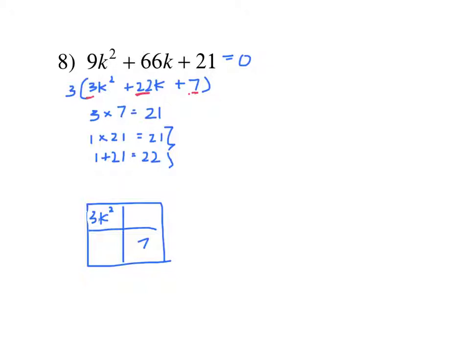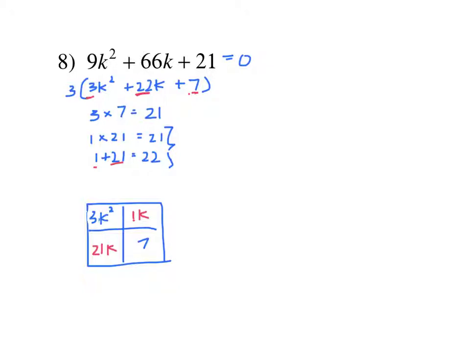And then in the diagonal, I'm going to put the two factors that I came up with that multiply to make 21 and add to make 22. And it doesn't matter which order I put them in. They just have to go in the upper right and lower left-hand corner boxes.